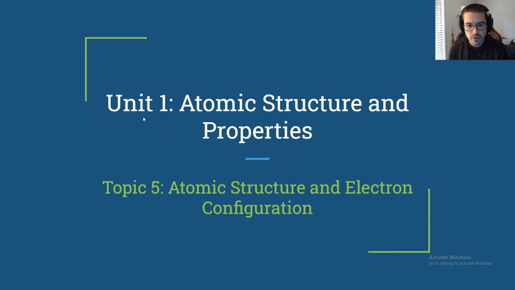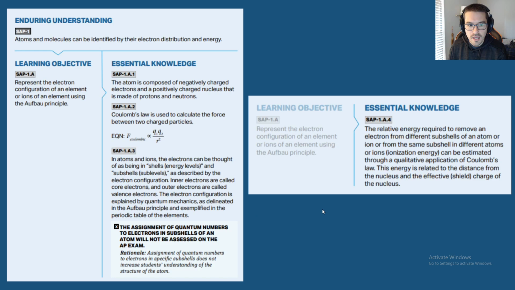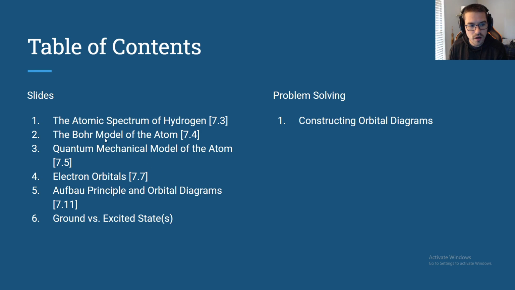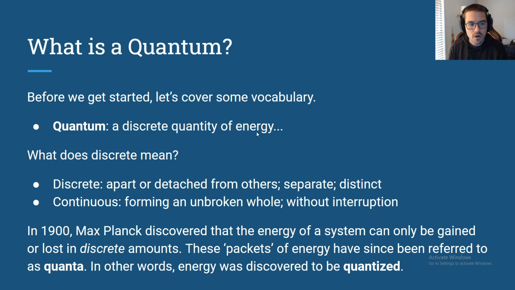So we're still in Unit 1, Atomic Structure and Properties, Topic 5, Atomic Structure and Electron Configuration. Like I said, we are going to be talking about mostly background knowledge here in this first video, so I'm actually not going to reference this learning objective quite yet. I'll do that in the second video. Our table of contents for today, we're going to be covering the first three topics here in this first video, the next three in the second video, and then, like I mentioned before, there will be a problem-solving video at the end, the third video.